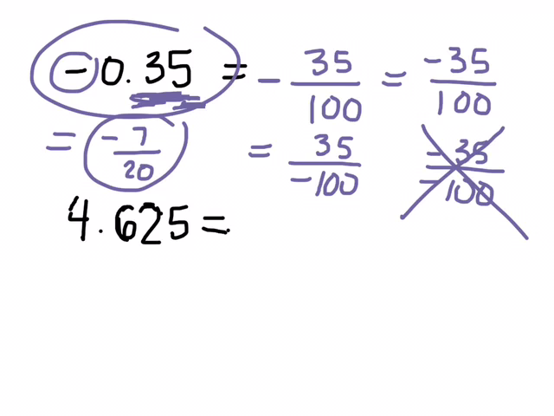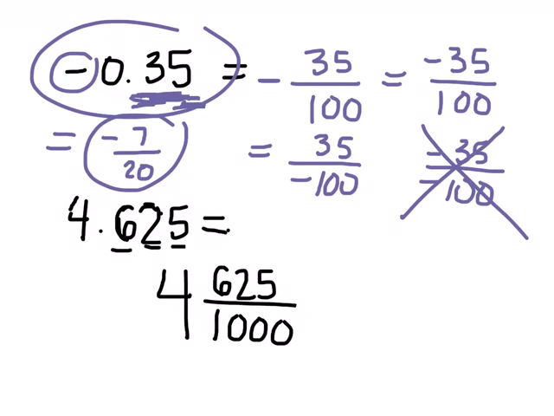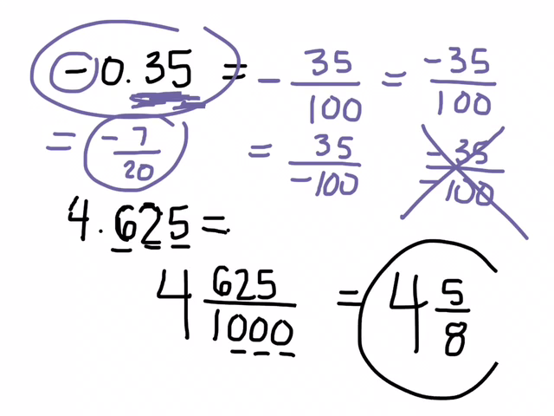Okay, question B, 4.625. How would we write this as a fraction? Think about it. Okay, so you got 4 wholes. Good. And then 625 out of 1,000. There's 3 decimal places, so 3 zeros. And this number was positive. I'm looking for the answer in lowest terms. 4 and 5/8. Is that what everyone else got? Okay, this is correct. Thank you, Jacob.